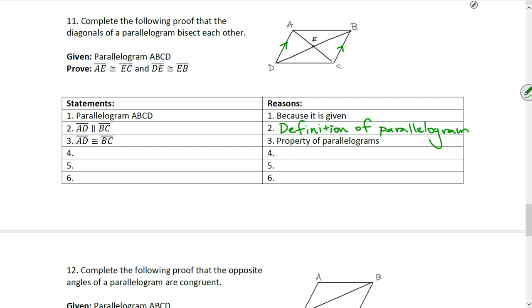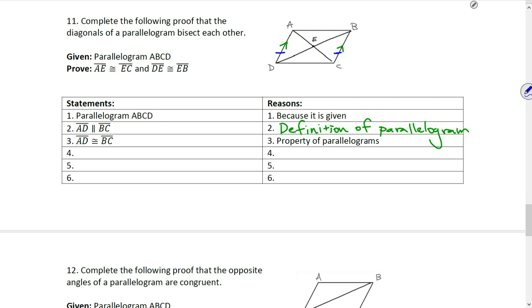Okay. Now, one property we proved on the same day we proved this one was that AD is the same length as BC, and we called that a property of parallelograms. It wasn't the definition, but it was a property that we proved about parallelograms. So because I was given a parallelogram, I can go ahead and use that property. Okay, let's see here. I think there's a couple places to go with this.